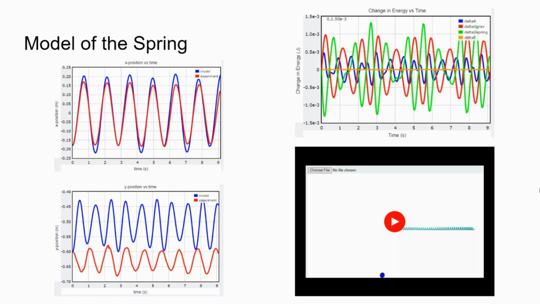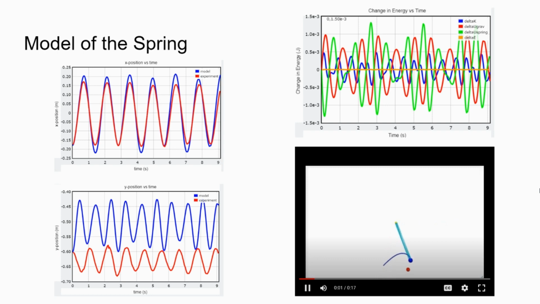The model was very accurate in predicting motion in the x direction. This shows that the model is correct in the prediction of motion for an ideal system. However, the model was rather inaccurate in predicting motion in the y direction. In particular, the mass started out moving downwards rather than upwards like the model predicted.